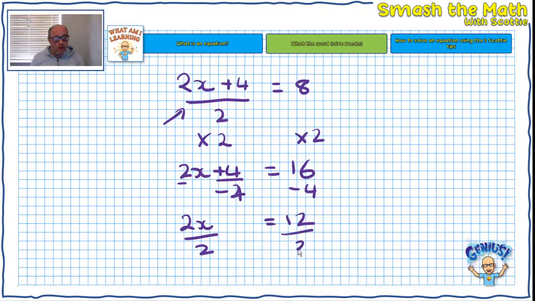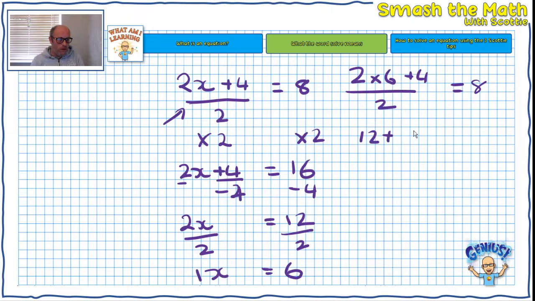And then divide by 2, because we've got to divide it. And we get x, or 1x, equals 12 divided by 2, or 2 into 12, 6. So x is equal to 6. And we can check our answer. 2 times 6 plus 4, divided by 2, should equal 8. So let's do that. We do the top bit first. So 2 times 6 is 12, plus 4 is 16, divided by 2 should equal 8. And it does. So we're right.